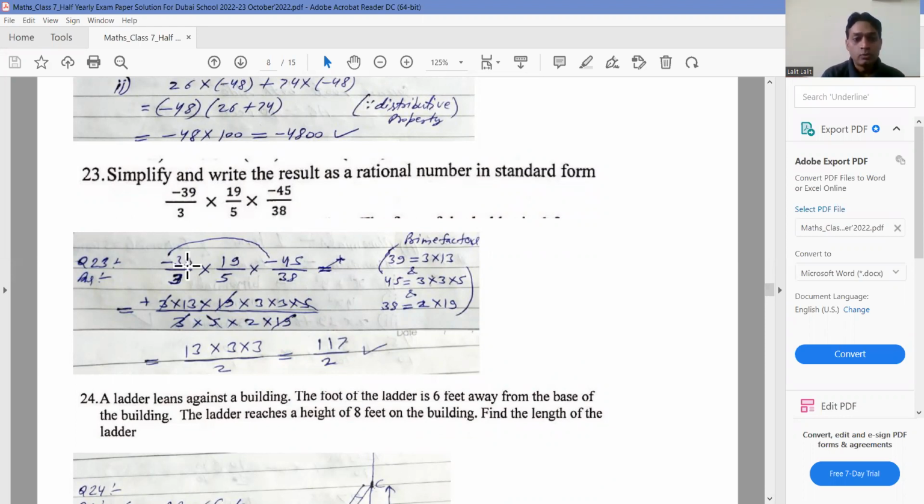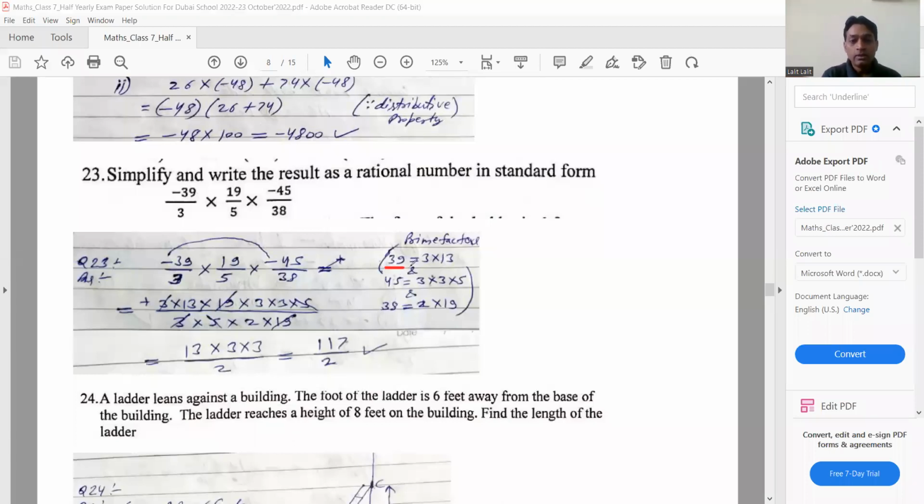So what you just need to do, whatever number you have in numerator and denominator, find out the prime factors of that using factorization. So can we write 39 is equal to 3 into 13? 13 3s are 39. Can we write 45 is 3 into 3 into 5, all prime numbers? Can we write 38 is equal to 2 into 19? Again, all are prime numbers. So just put these values here. So in place of 39, and okay, one more thing.